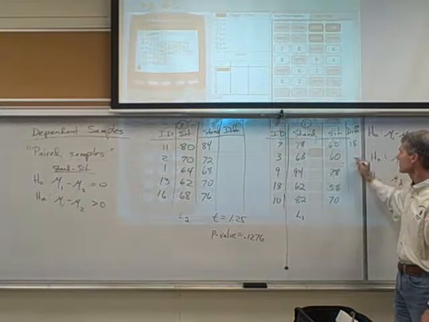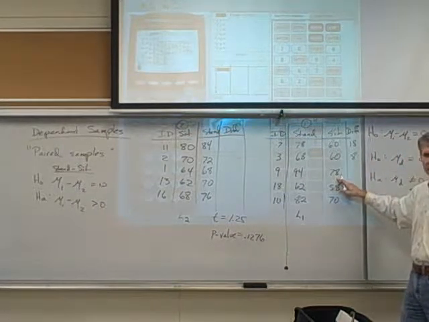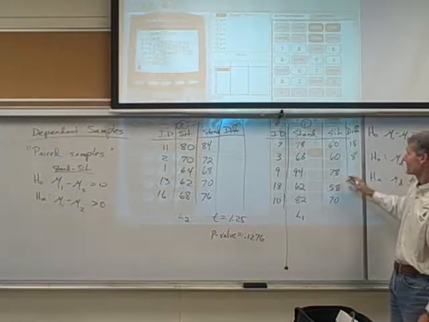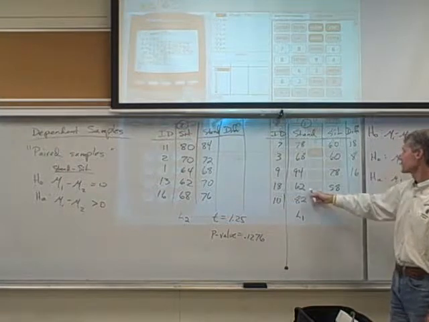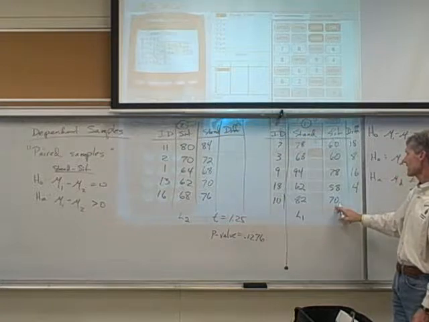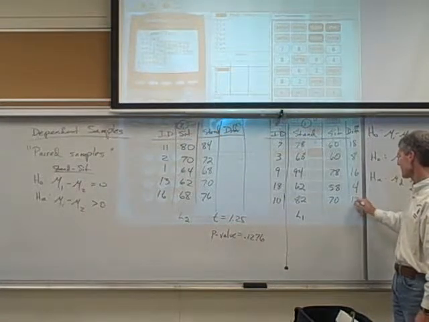Next person is number 8. 94 minus 78 is, I can't do them in my head all the way, 16, okay? 62 minus 58 is 4. 82 minus 70 is 12. I started with 8.